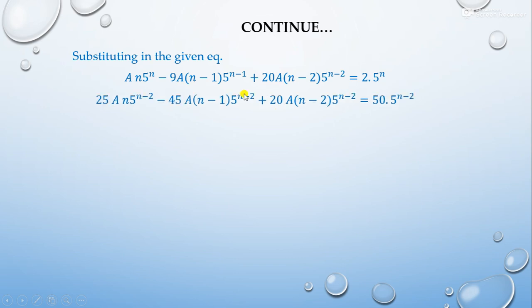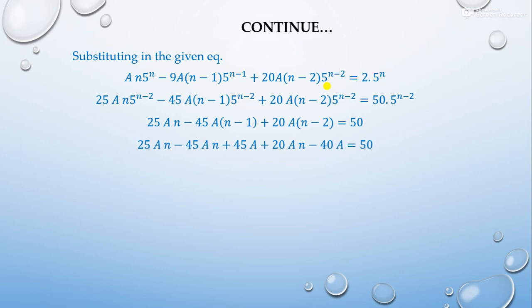For solving this, we can convert all the terms to 5 raised to the power n minus 2. Then when we solve it, we will get 5a is equal to 50, and a is equal to 10. So when we solve it and compare both sides, we get the value of a, that is 10. So now what is our particular solution? Our particular solution is 10 n 5 raised to the power n.